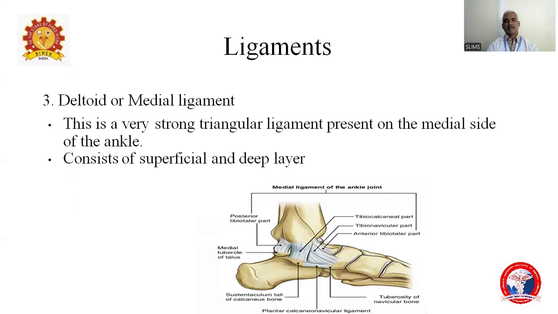And on the medial aspect, we have the deltoid ligament. We have the superficial and the deep deltoid ligaments. They are very strong triangular ligaments present on the medial side. That is tibiocalcaneal, tibionavicular, and posterior tibiotalar and anterior tibiotalar.